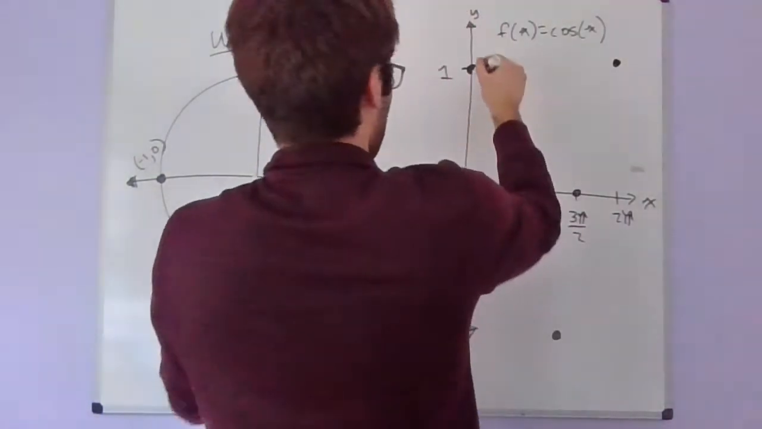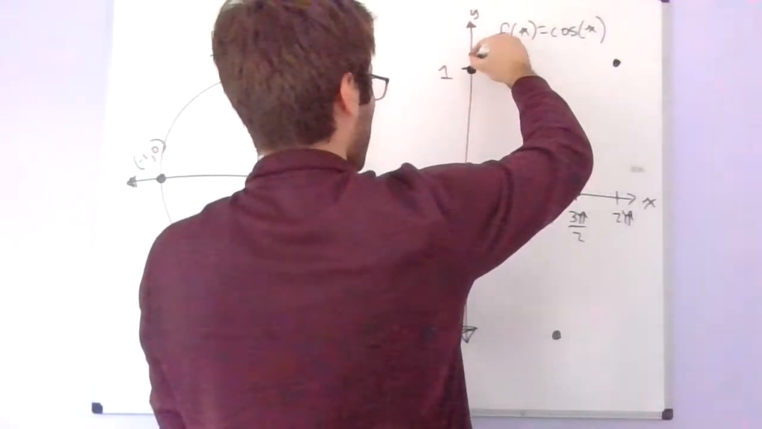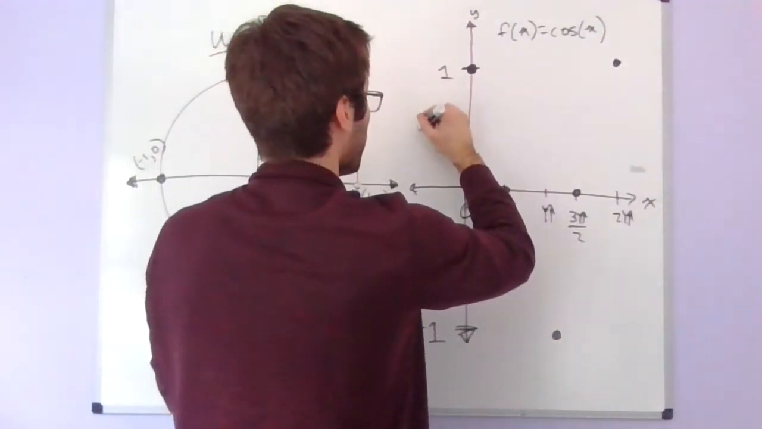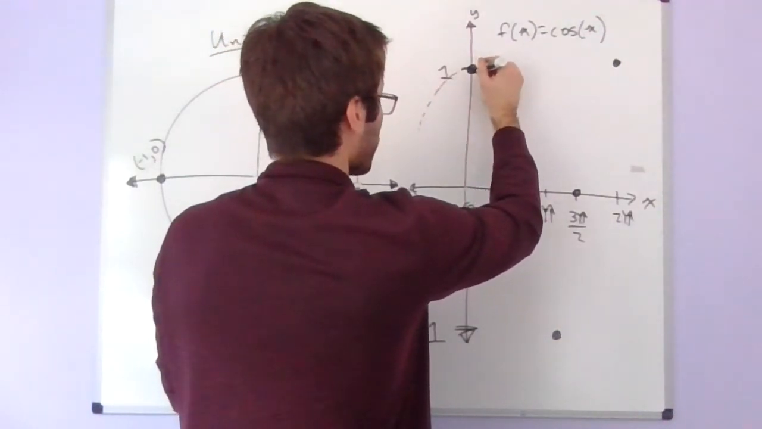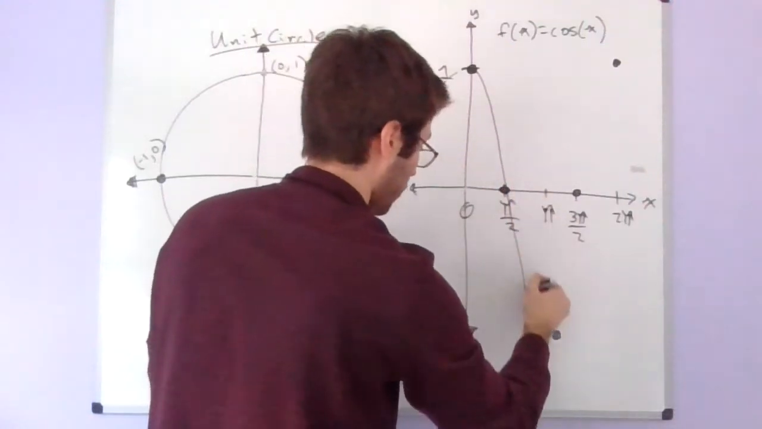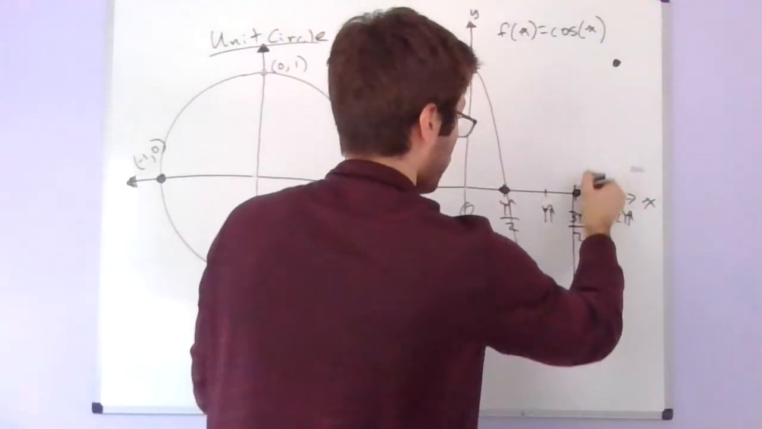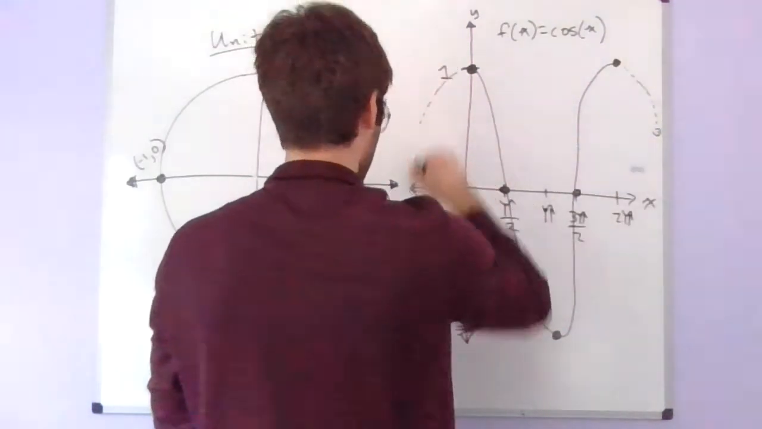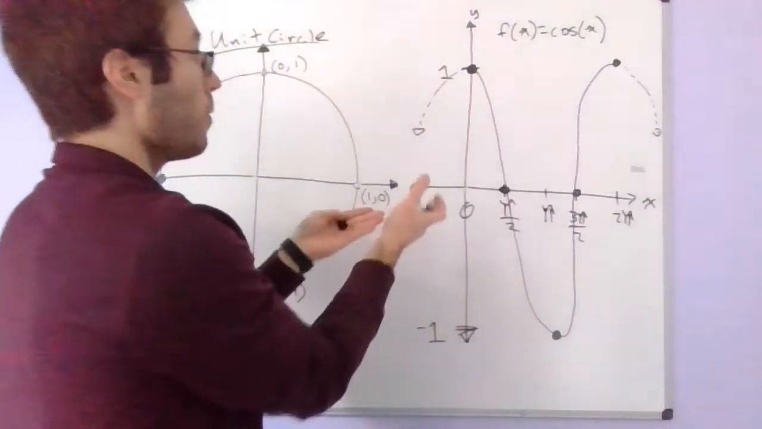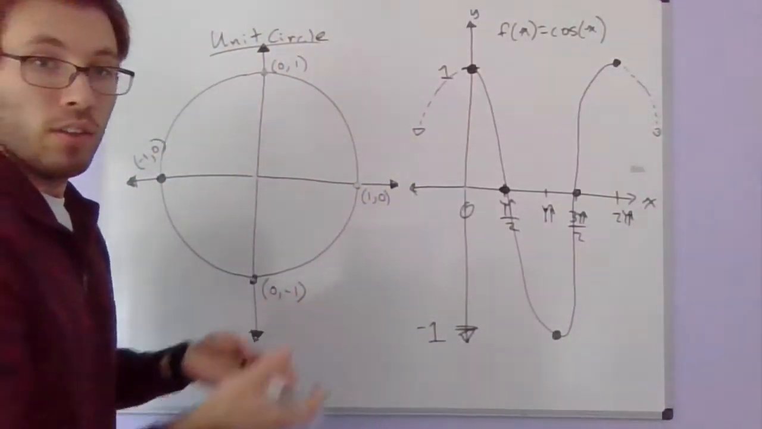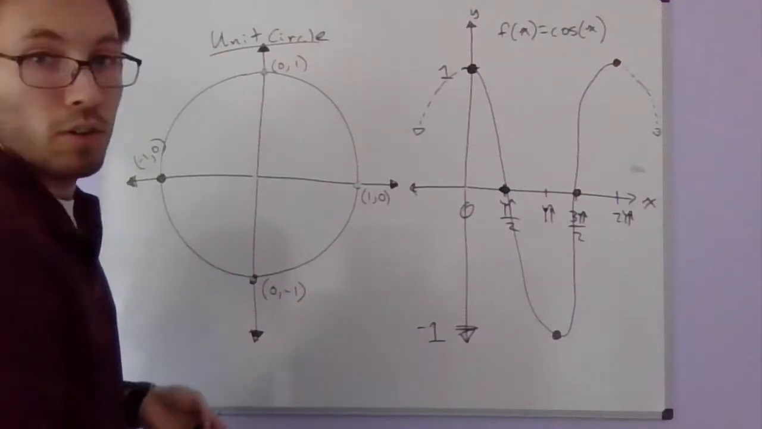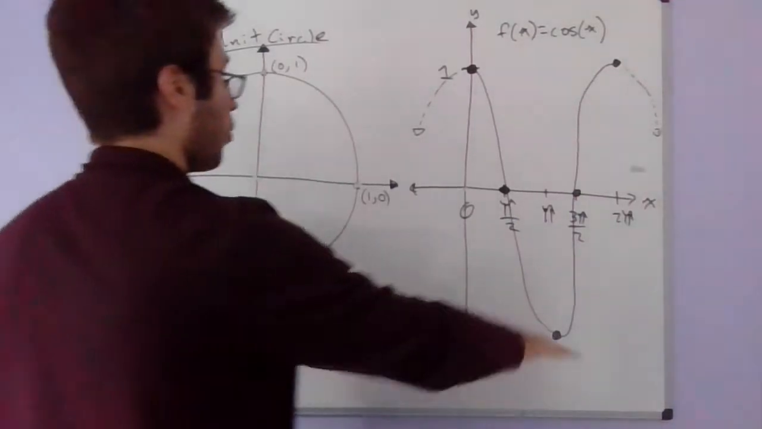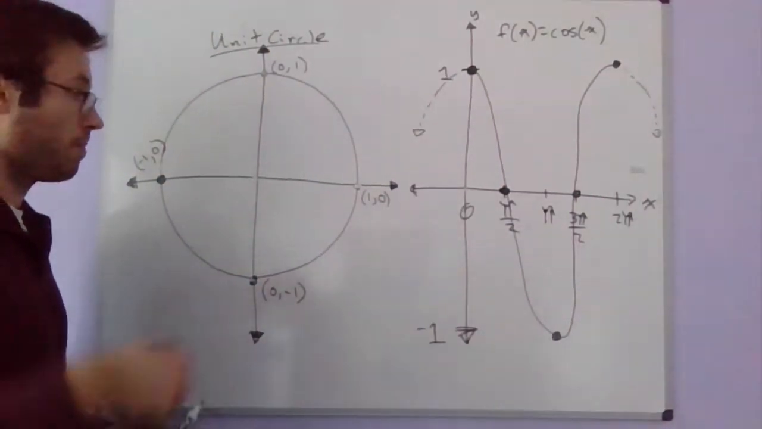The value is always the x-coordinate here, and so we just connect our dots to be kind of like a wave. It looks like this, and it keeps on going forever, and it goes back up around. That is how you would plot the cosine function. That's our cosine wave. Notice it hits negative 1 and 1, and that's how we would do that.